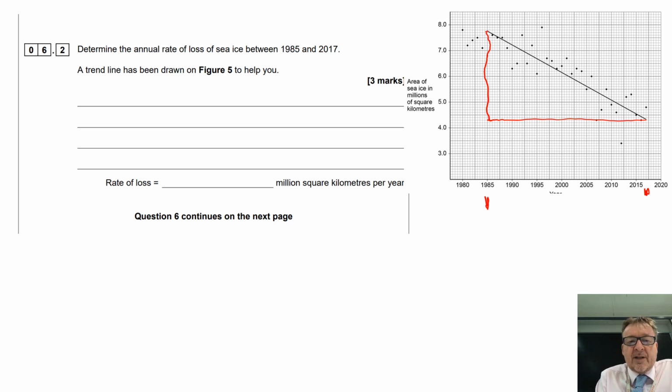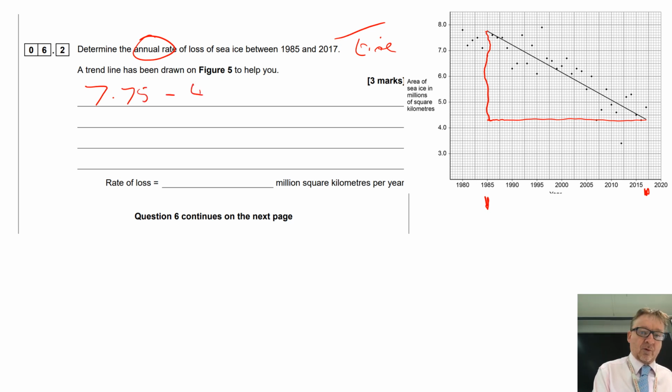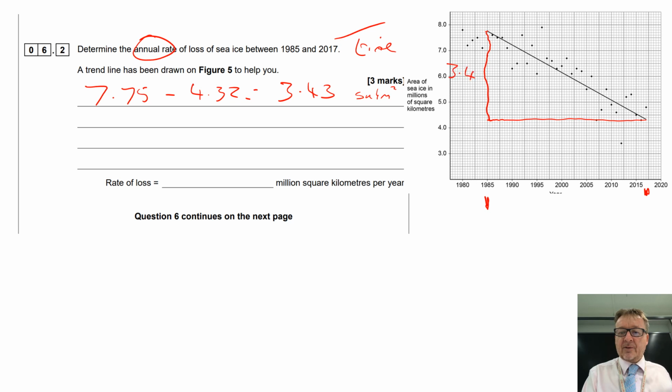And then what I've got to do is determine the annual rate, annual, right? And because it's a rate, I know that it's going to be time or some sort of time on the bottom, because that always is, between 1985 and 2017. Now, what I've done is, using the big graph, I've then worked it out, right? So this side over here is 7.75 take away 4.32 equals 3.43, which is the millions of square kilometres. Okay, I can't write that very well. Square kilometres, that's terribly written. All right, so that side there is 3.43.